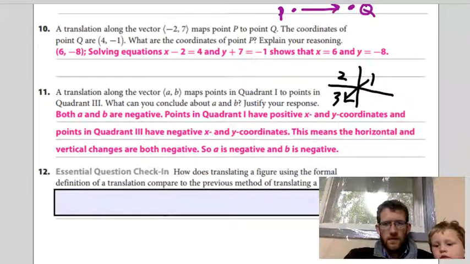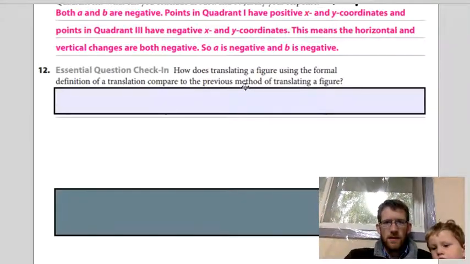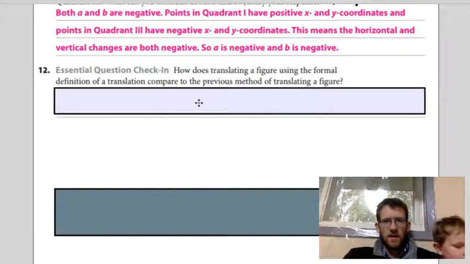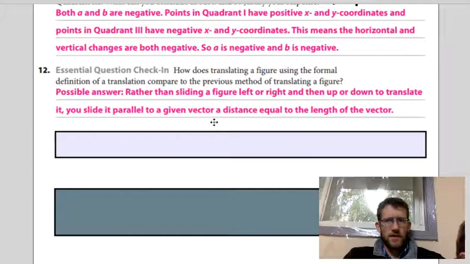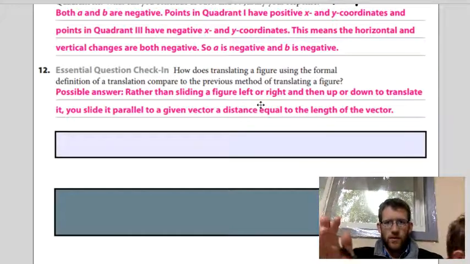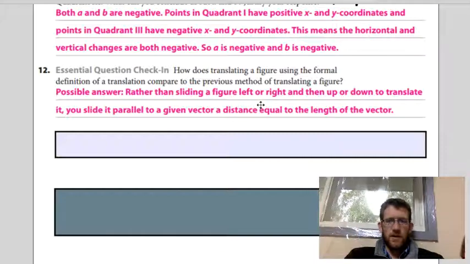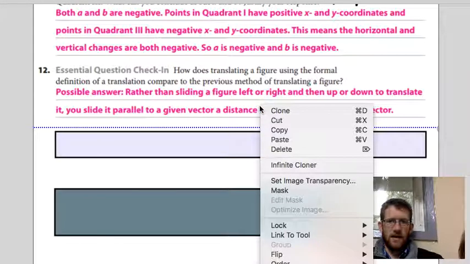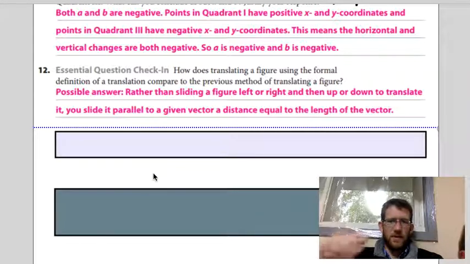And then finally, how does translating a figure using the formal definition of a translation compare to the previous method of translating a figure? It's the same, more or less. But here we actually have values that we can associate with it instead of just saying a shift left and up and down. We can name a specific vector.